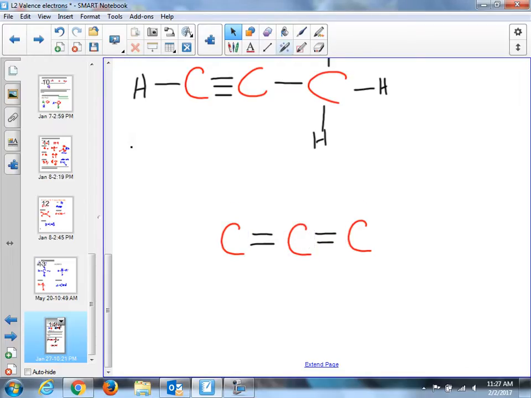I look at the end. The left carbon has 2 bonds, it wants 2 more. Now, if you put your lines like this and this, or the other way around, that's fine too. It's probably more accurate to have them as far spaced out, as far apart as possible. And I can attach those H's there.